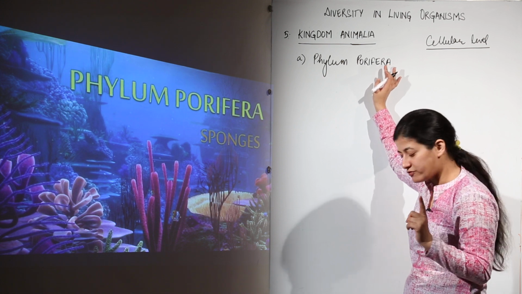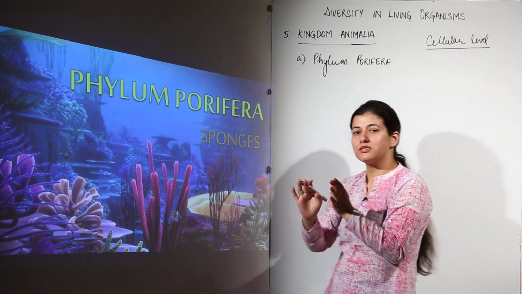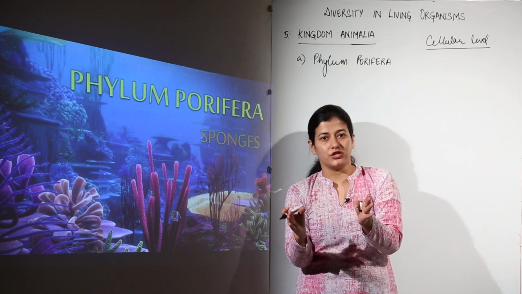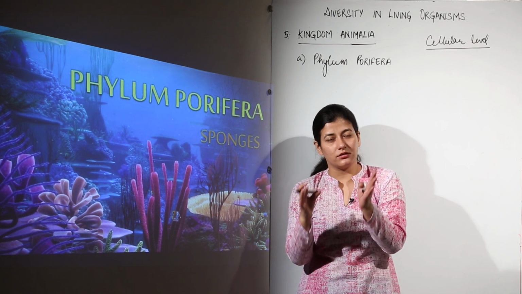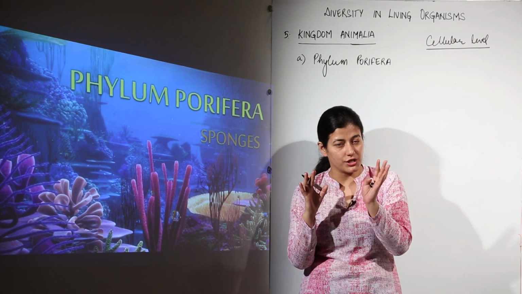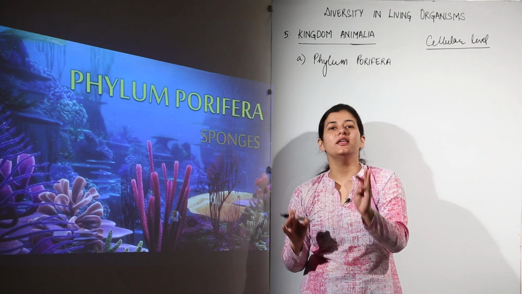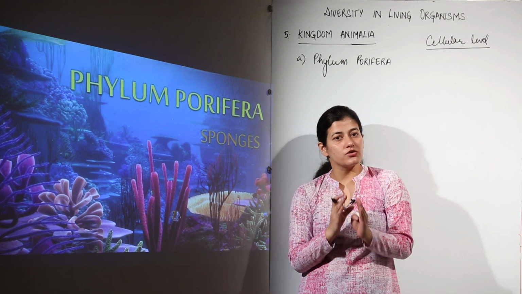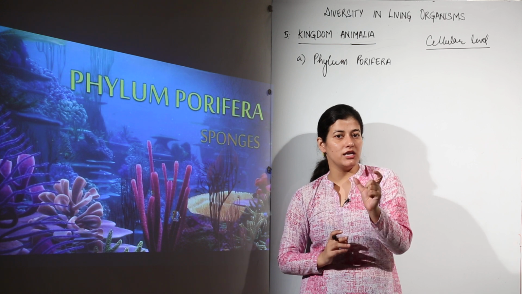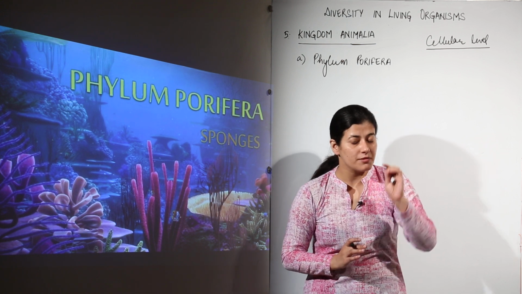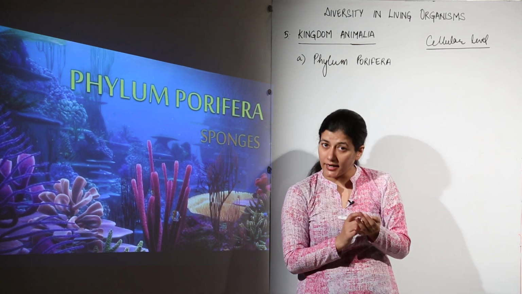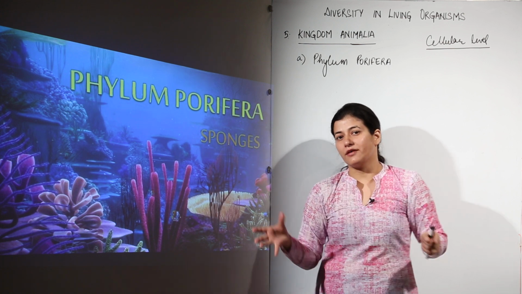The first point that you have to remember is that the organism's body will have minimal differentiation. They would be multicellular, the body would have minimal differentiation, and there would be least division of labor. When I talk about division of labor, that means I need to have a tissue level, but because these organisms are at the cellular level, they do not have that differentiation.